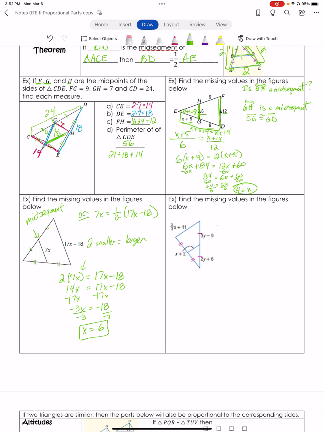And this next one, I know that this is a mid segment, so I know these two parts are equal. So I know 3y minus 9 must be equal to 2y plus 6. So I'm going to subtract 2y. Y minus 9 is equal to 6. Y is equal to 15.